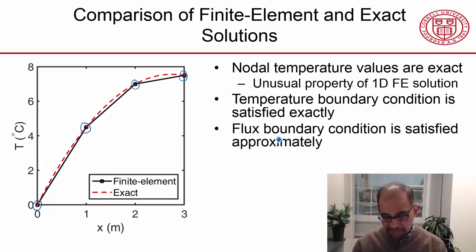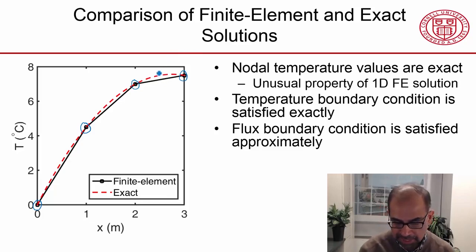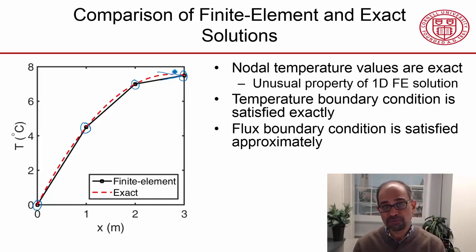In contrast, the flux boundary condition is satisfied approximately. To see that, we look at the slope, because the flux is proportional to the slope of the temperature curve. And in the exact solution, the slope is something like that. And in the finite element solution, the slope is like that. And so you see there's a mismatch between the two. So the flux that we specify is not satisfied exactly.